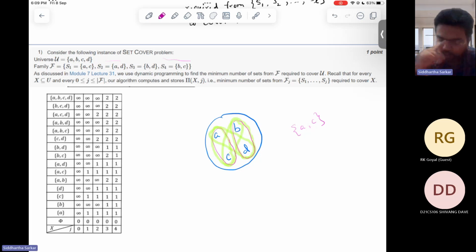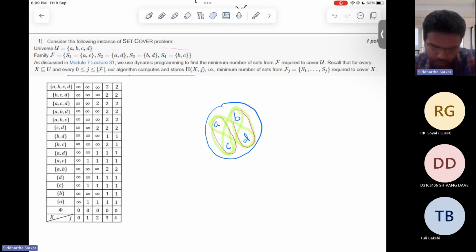So this is a minimum set cover, but the question is asking how the algorithm proceeds. There is a dynamic programming algorithm we have seen in the videos. This question is just a warm up for you to appreciate that the dynamic programming table will let you arrive at the same answer, that the set cover size for this instance is actually 2. So let's read the question.